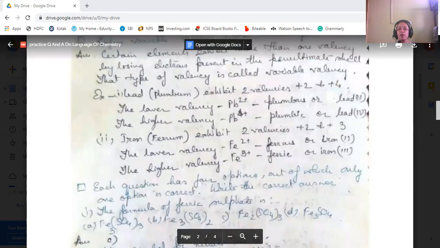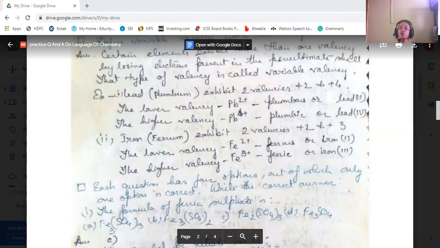Next is iron, ferrum, which exhibits two valencies, +2 and +3. The lower valency is Fe2+, ferrous or iron 2. Then the higher valency is Fe3+, ferric or iron 3.